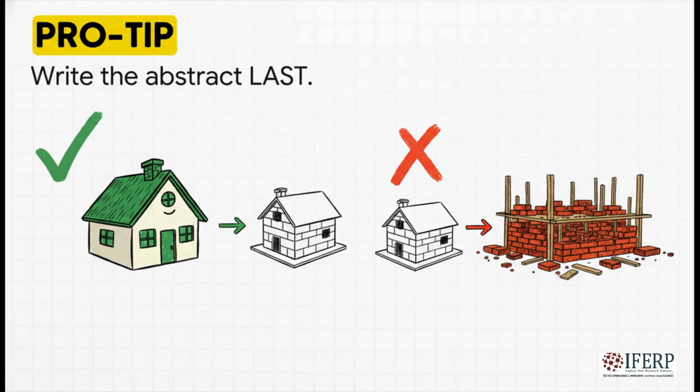And here is a game-changing pro tip. Seriously, write the abstract last. You can't summarize a building that isn't even built yet, right? So write your whole paper first, get it all down, then circle back and write the abstract. Trust me, it's going to be 10 times easier and 100 times more accurate.